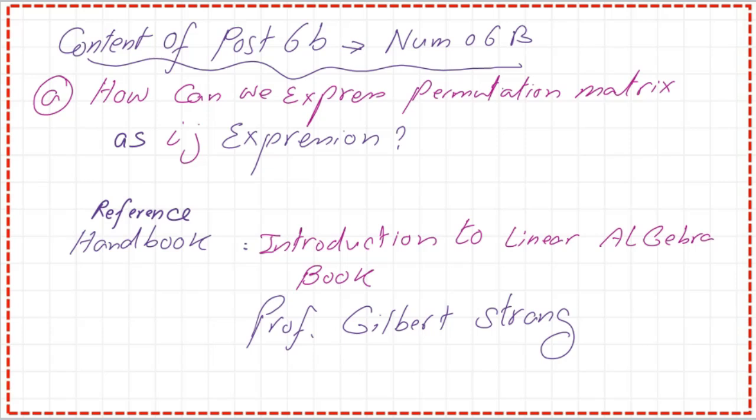We are going to talk about new content, which is how we can express a permutation matrix as an IJ expression. We have already discussed the permutation matrix for 3 by 3 as composed of 3 numbers, for instance, permutation P123 or 231 or 321, etc., in a previous video. But some reference books, for instance, Introduction to Linear Algebra by Professor Gilbert Strang, use the IJ expression.